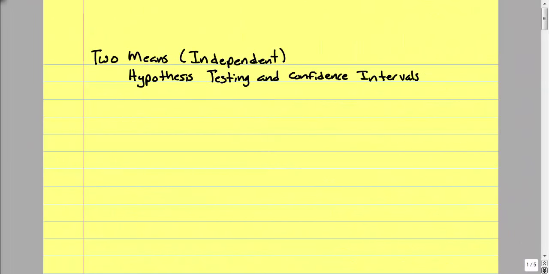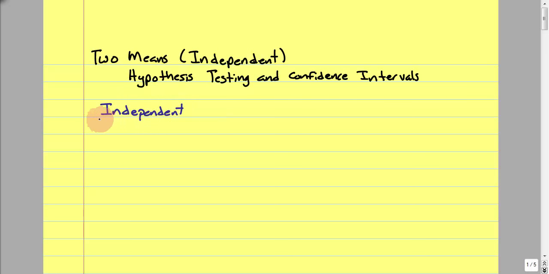In this section, we're going to be looking at hypothesis testing and confidence intervals again, except this time instead of two proportions, we're going to be looking at two means, in the particular case where the two means are independent of each other. Let's go ahead and look at a couple of examples and a definition of what independence means in this case, and then we'll also look at a definition of matched pairs.